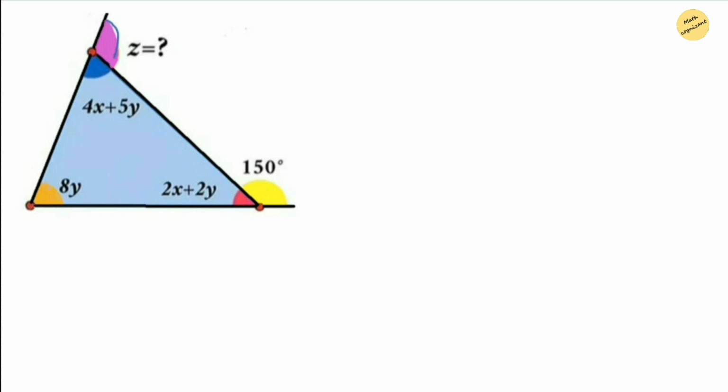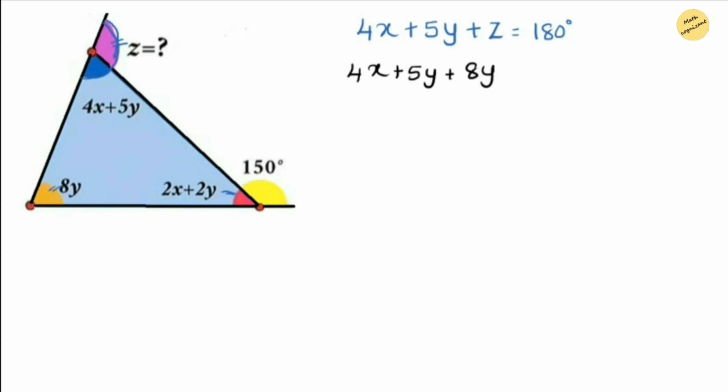Let's start by forming the first linear equation using the supplementary angle property, that is 4x plus 5y plus z is equal to 180 degrees. This is a straight angle property also. Now, the next part is using the exterior angle property. Let's substitute the value of z as 8y plus 2x plus 2y in the above equation. So, in place of z, we'll write down 8y plus 2x plus 2y, that's equal to 180 degrees.